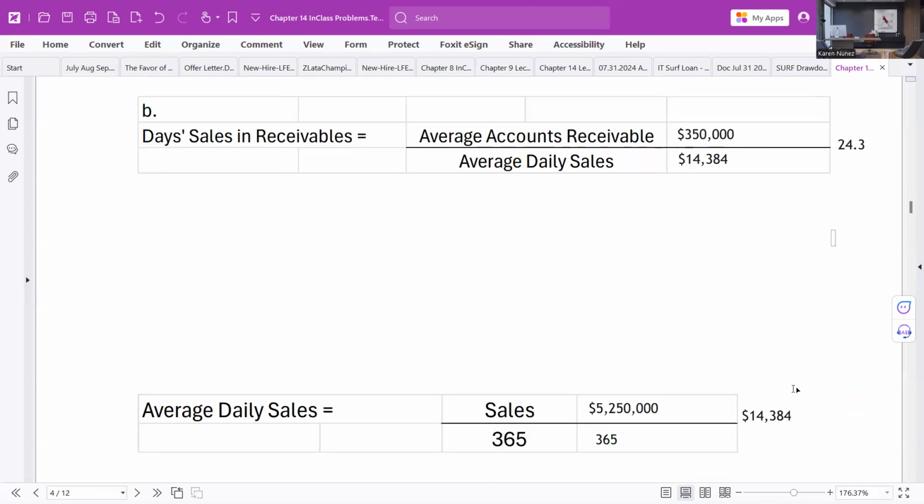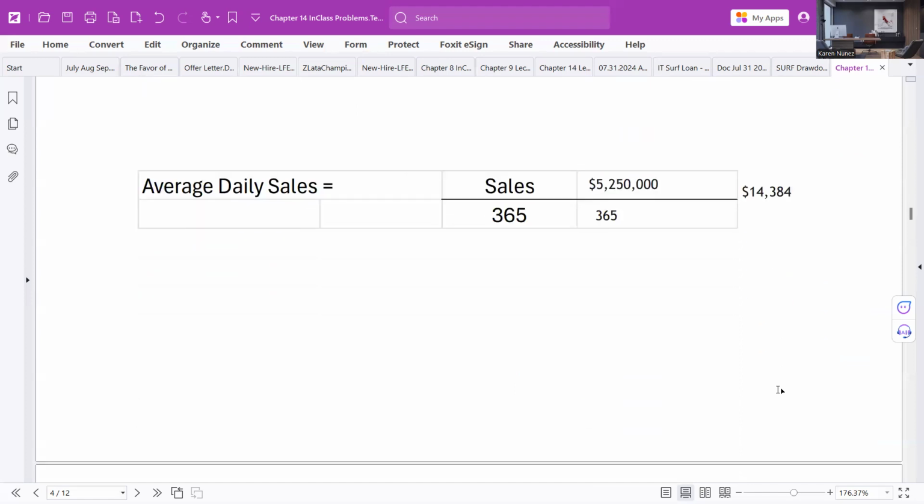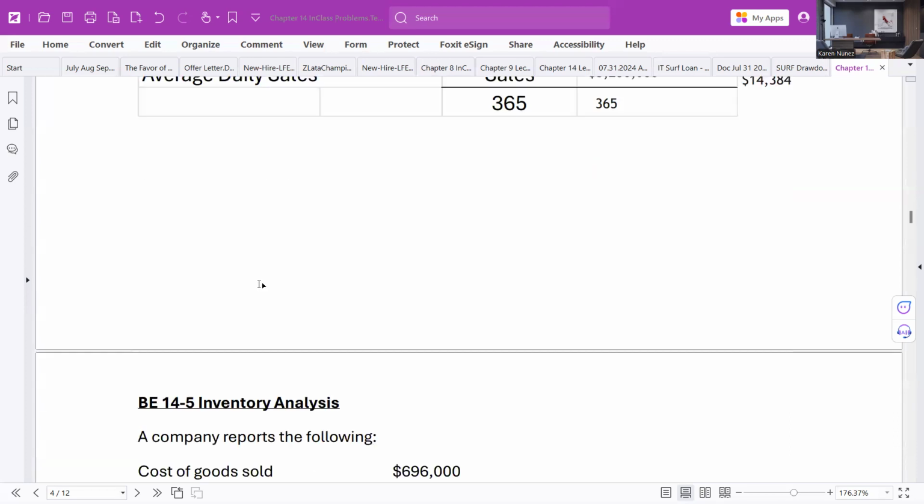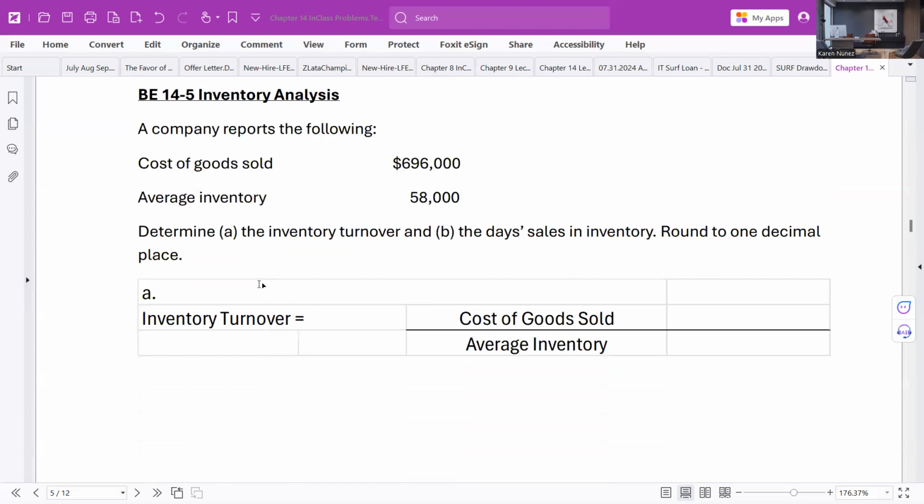Okay. Now let's move on and do the same kinds of things for inventory. Let's look at that inventory. That's another key measure of liquidity. We want to understand how long it takes to sell the inventory, how many days it takes, and how many times we turn that inventory over. That's exercise 14-5. There are two measures we look at here: inventory turnover and the days sales in inventory.